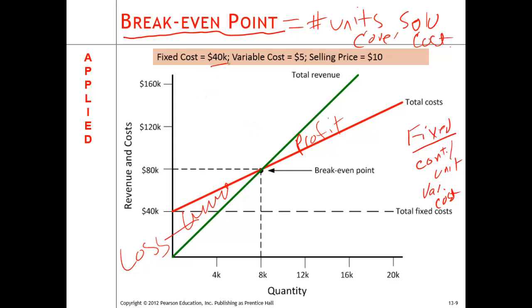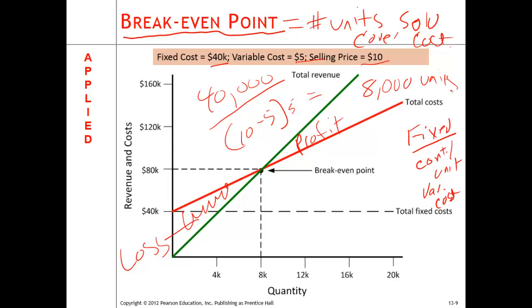Fixed costs are $40,000, variable costs are $5, and the selling price is $10. In order to find our break-even, we would take 40,000 and divide it by 10 minus 5, which gives us 5, which means that our break-even is going to be 8,000 units, which we see here.